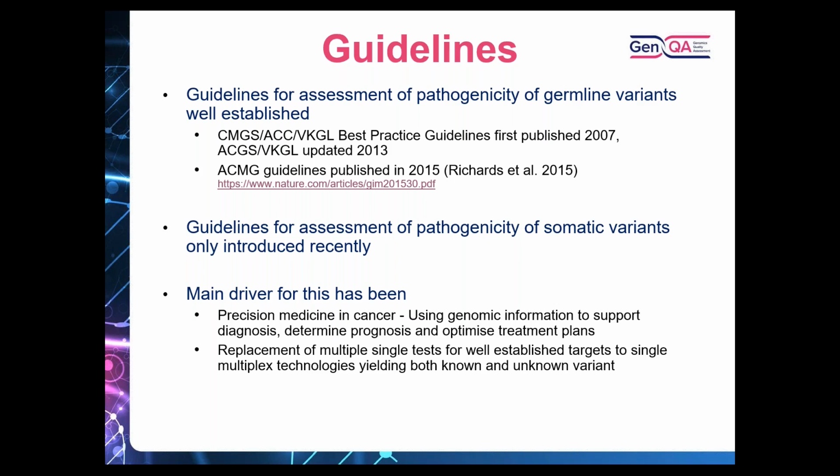So what has the main driver been for introduction of these guidelines? It's precision medicine in cancer. This is about using genomic information to support diagnosis, determine prognosis and optimize treatment plans. And it's due to the replacement of multiple single tests for well-established targets with single multiplex technologies, namely NGS, but also many others, yielding both known and unknown variants.